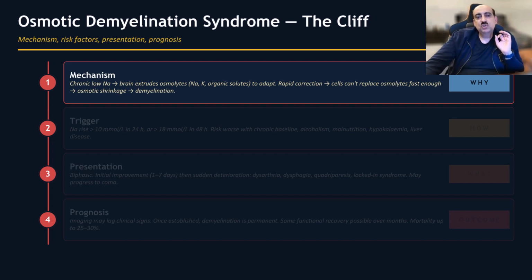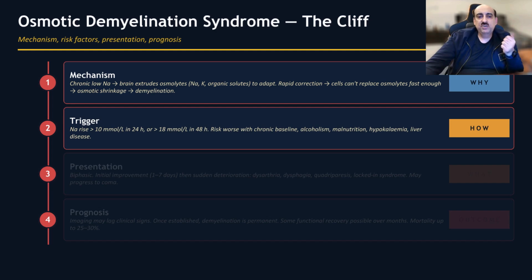When you correct the sodium too fast, too quickly, the brain does not have enough time to recalibrate these osmolytes back intracellularly. That leads to the sodium in the extracellular fluid being too high, and that can pull the water out of the brain cells, and that leads to myelin tracts in the pons and elsewhere to demyelinate, called central pontine myelinolysis or osmotic demyelination syndrome.